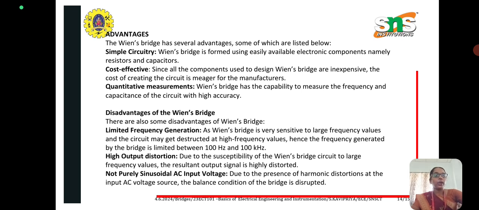Advantages are that it is very simple circuitry, it is very cost effective, and it can make quantitative measurements, which means that it has the capability to measure frequency and capacitance of a circuit with high accuracy. Drawback is that it has limited frequency generation. In the output produced there's a chance of high distortion, and it is not purely sinusoidal. If AC input voltage is given, it consists of harmonics.